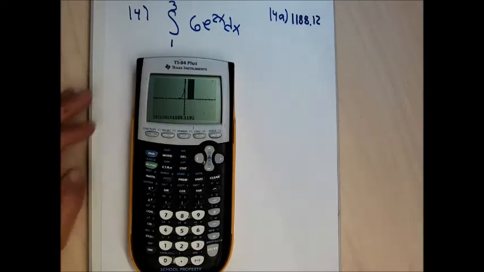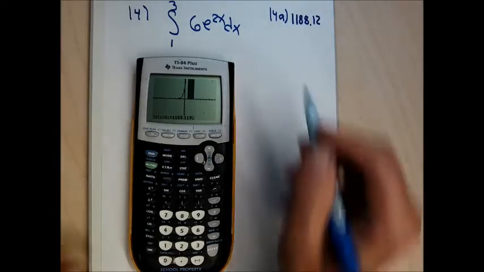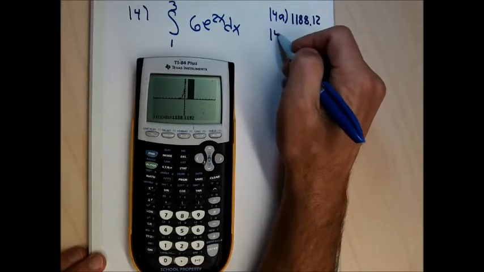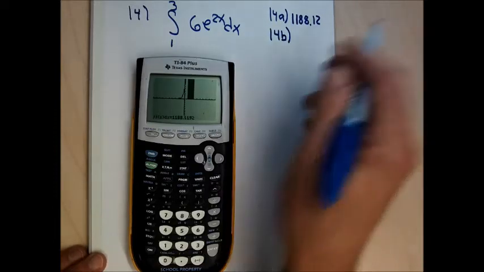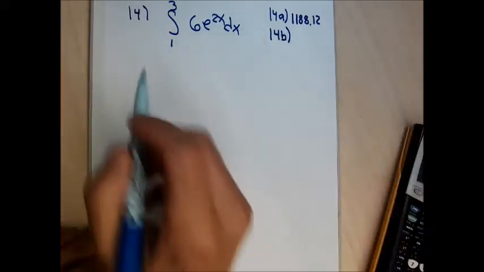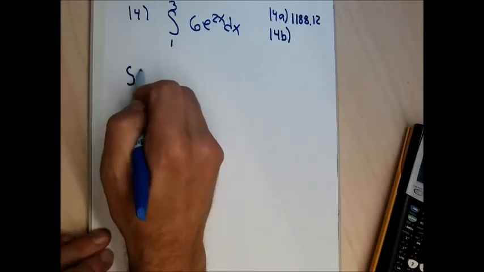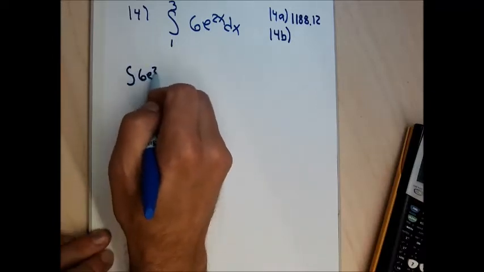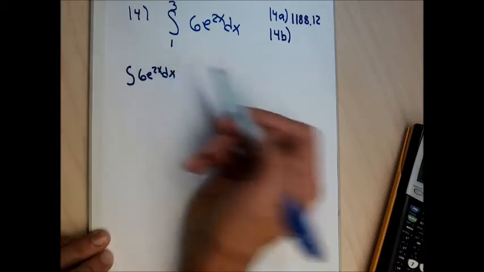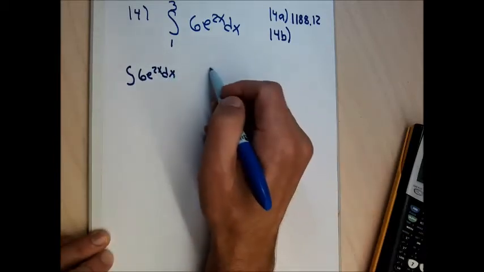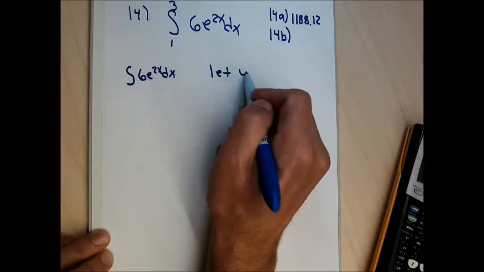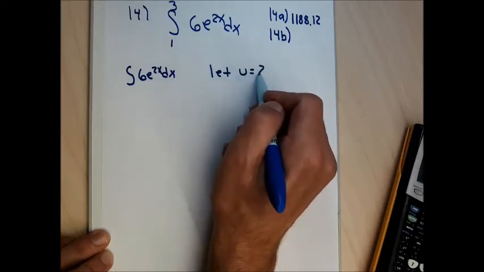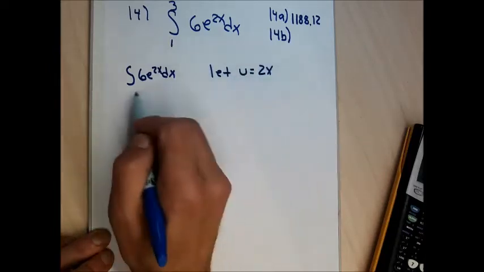It's a big number. When I do 14b, my answer is going to probably have e's in it, and it's going to have a decimal equivalent to that. So first I need to integrate the integral from 6e to the 2x dx. I'm not going to worry about the numbers here for a second. First thing I'm going to do, when you're integrating with an e, you let u be the exponent of the e. So I'm going to let u be 2x.